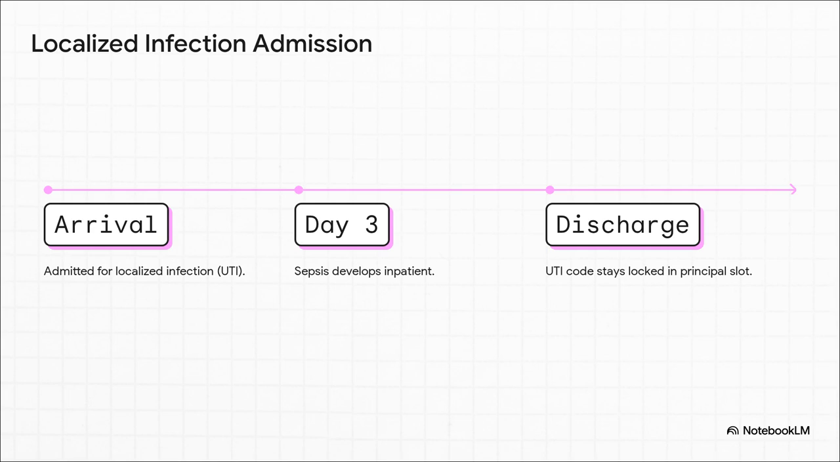Let's look at an example. If a patient is admitted for a localized infection, like a UTI, and sepsis hits them 3 days later while they're recovering on the inpatient floor, that UTI stays locked in the principal diagnosis spot. Even if the hospital ends up spending tens of thousands of dollars over the next 2 weeks treating the sepsis in the ICU, the UTI remains your principal diagnosis because that is what occasioned the admission in the first place. The sepsis codes drop to secondary diagnoses. Timing is absolutely everything here.